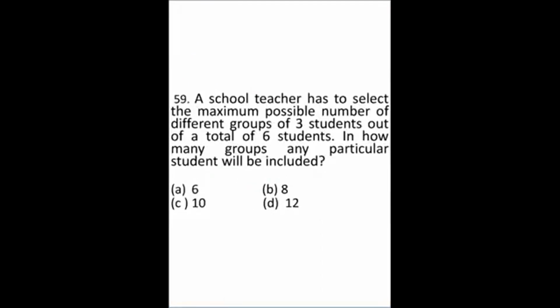A school teacher has to select the maximum possible number of different groups of 3 students out of a total of 6 students. In how many groups will any particular student be included? 6 students are there, and 3 students have to be selected. So a particular student, one student, is always there. If it is always there, then 6 minus 1 is 5 and 3 minus 1 is 2. So we have to select 5C2, which comes to factorial 5 upon factorial 3 into factorial 2.